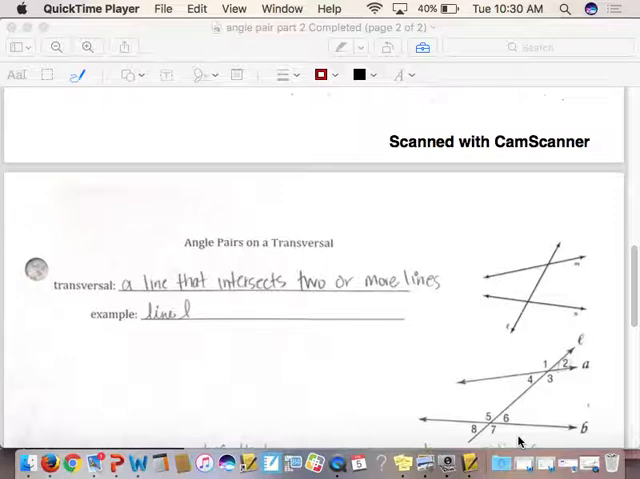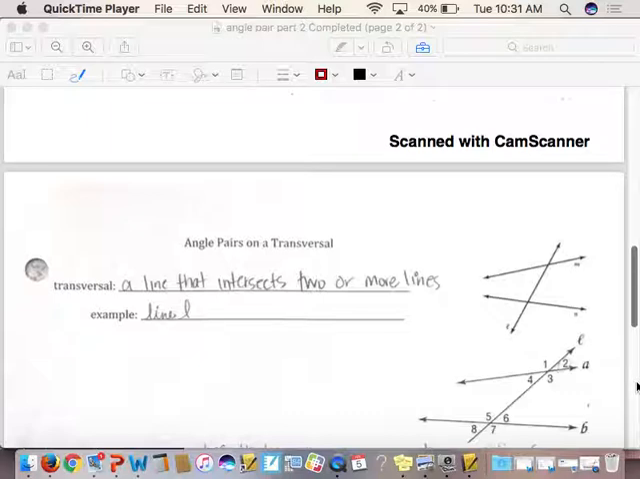5 and 1. They're in the same corner. They are, everybody? Corresponding. One more time. 2 and 8. 2 and 8 are what? One more time.